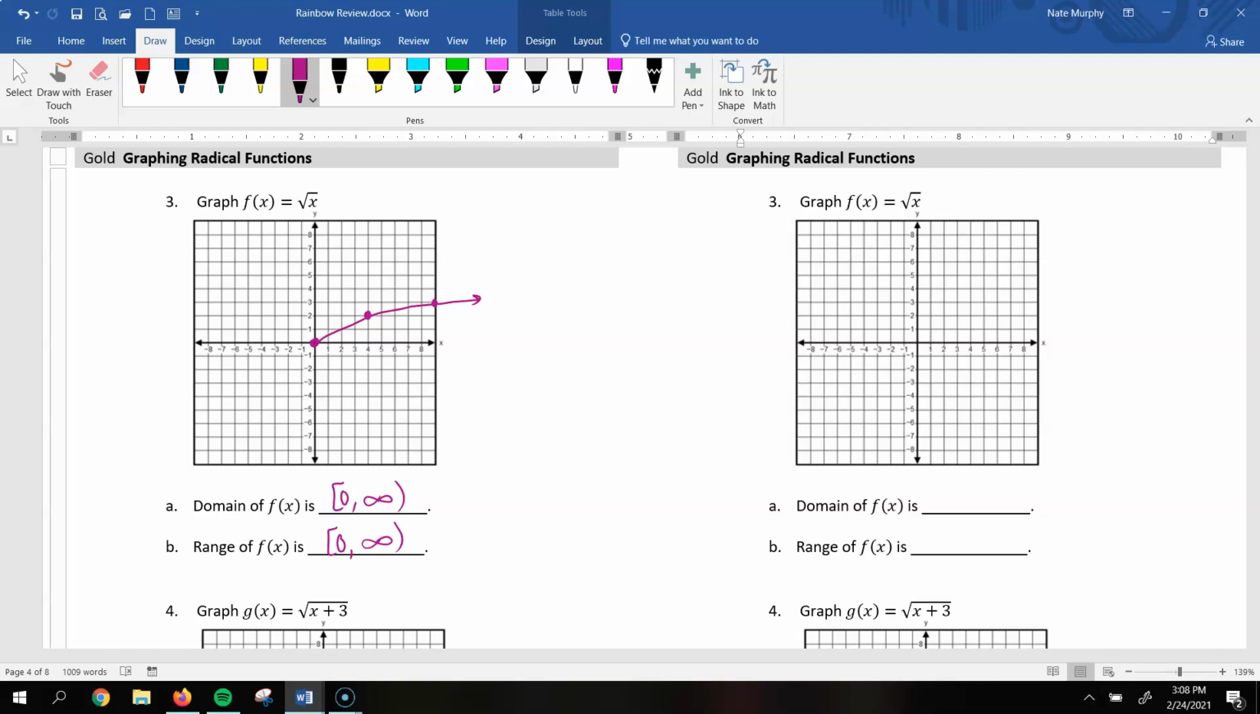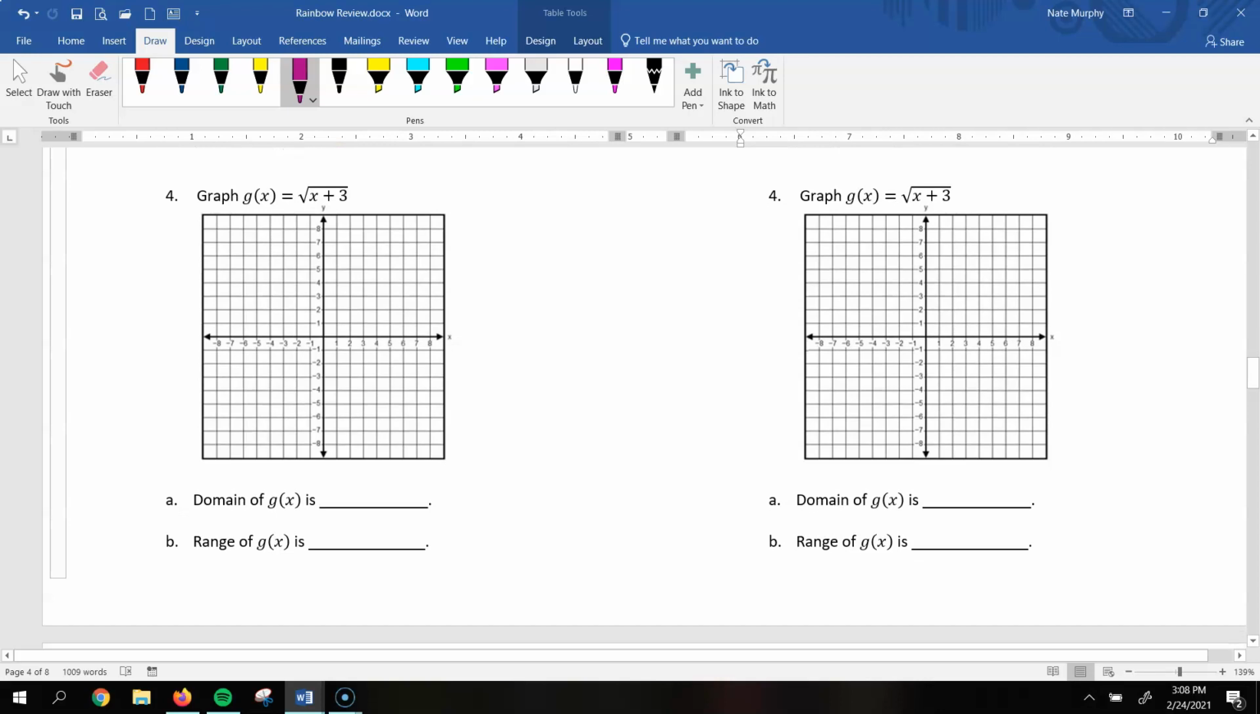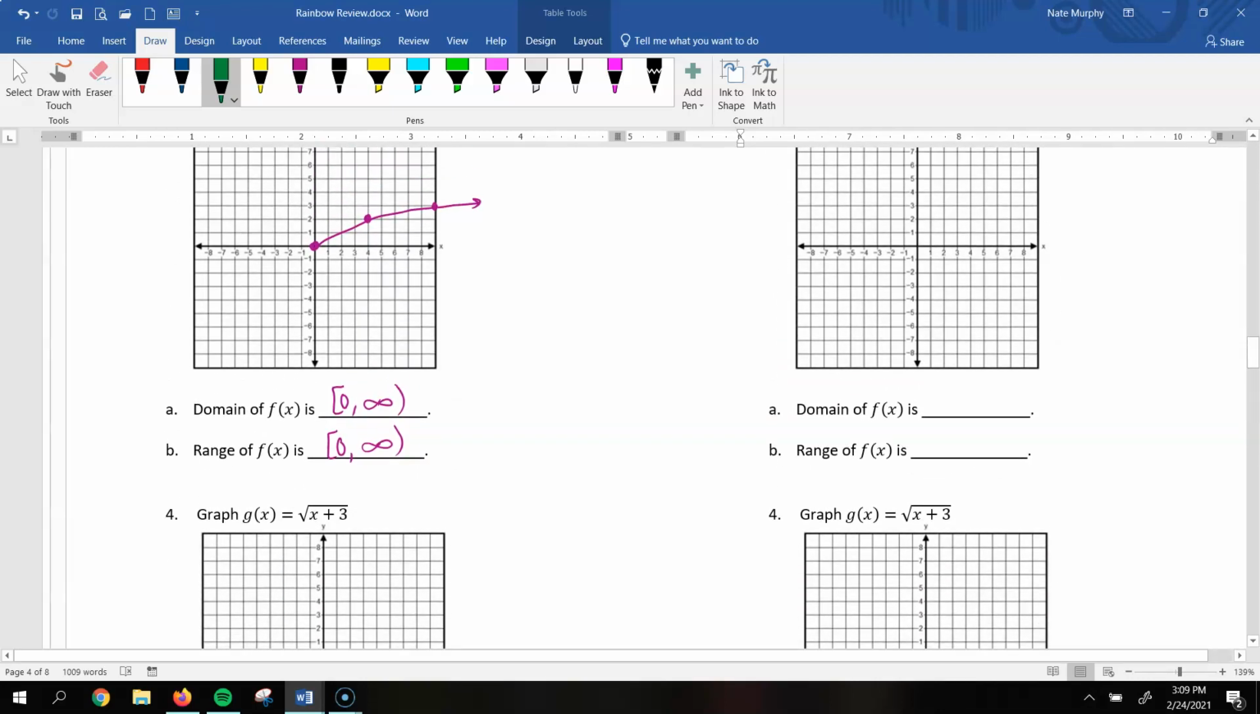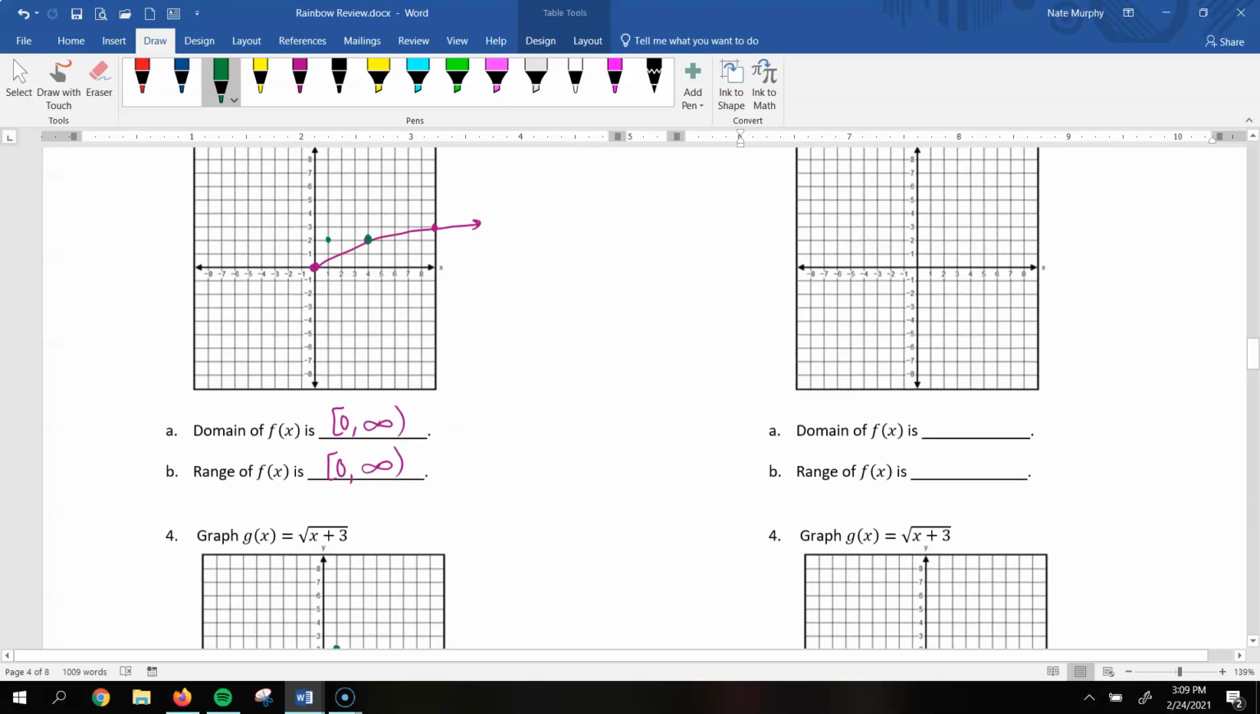All right, let's look at the next one. For number 4, we have the square root of x plus 3. Now that plus 3 is happening directly with the x, so it's going to do the opposite of what we would expect. We're not going to move to the right 3 units, we're going to move to the left 3 units. So now that point that was at 0, 0 is going to be right here. That means every point's going to move to the left 3 units. So the point that was here, if we move it to the left 3 units, would be right here. Because when x is 1, 1 plus 3 is 4, and the square root of 4 would be 2.